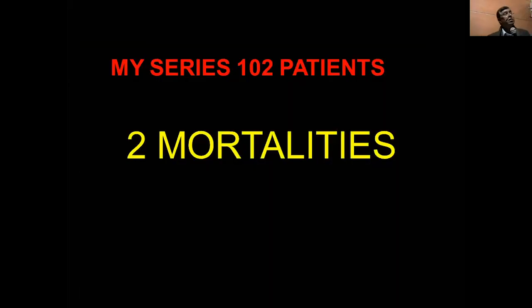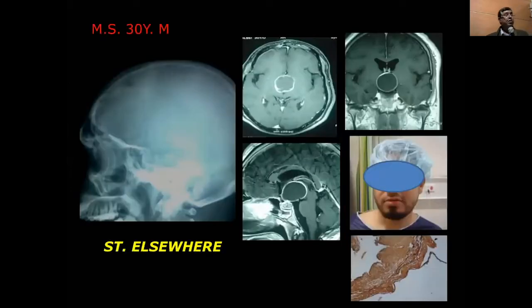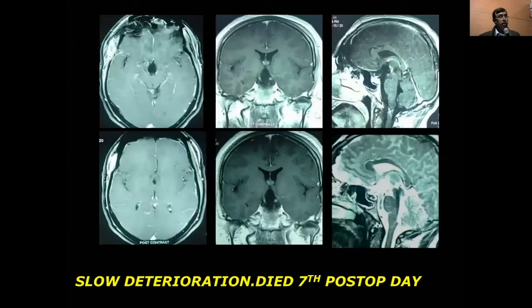Two mortalities, two patients died in my hands after surgery. And when we say surgical mortality, it is the first day, the first week, the first month. Any mortality within the first month is perioperative mortality. One patient I inherited from another Arab country who had surgery, but the tumor is still the same. We removed it completely. He died on the seventh postoperative day.